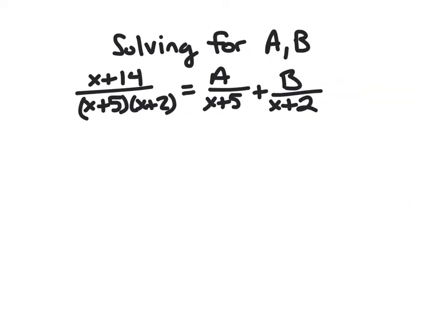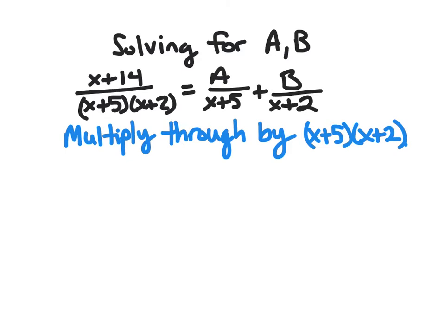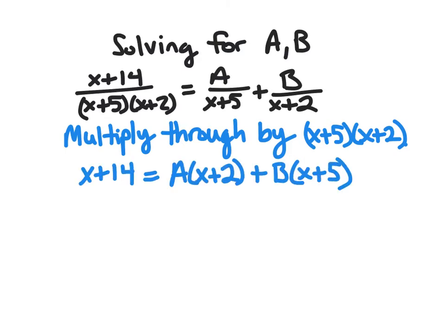If you see something that looks like this algebraically, you should be distressed at how many denominators we have, and all of them are different. So one option is to just clear all these denominators. We multiply through by x plus 5 times x plus 2. And the result is we get x plus 14 is a times x plus 2 plus b times x plus 5. And we should note here, this is true for any x. And we're going to take advantage of this fact.